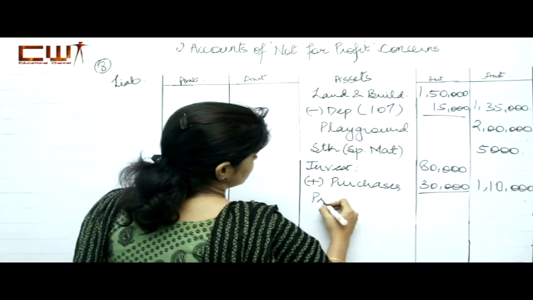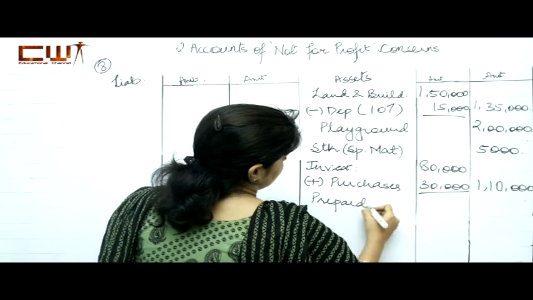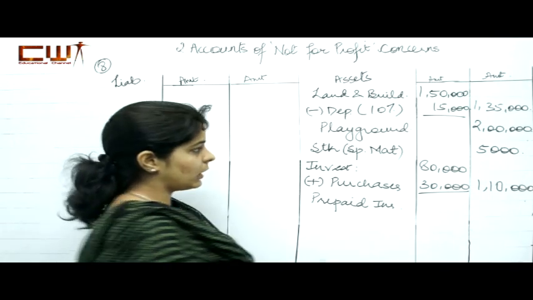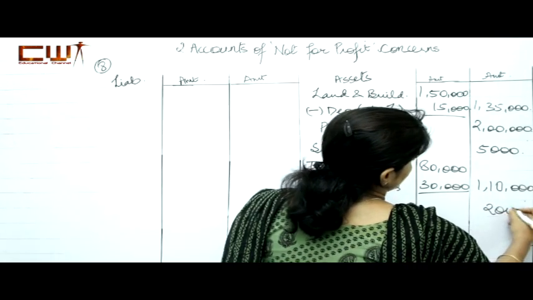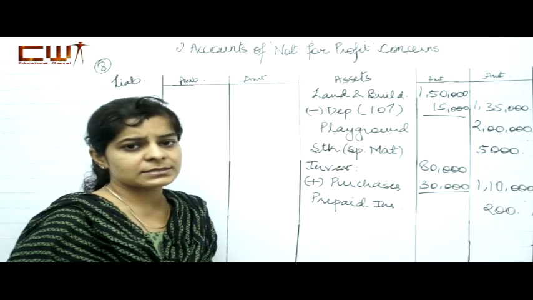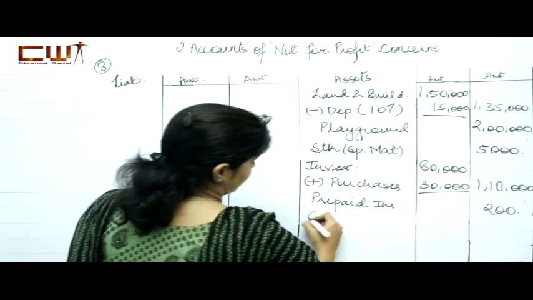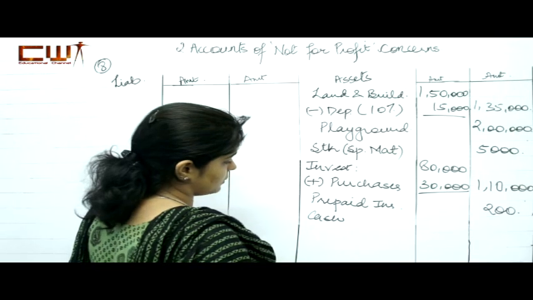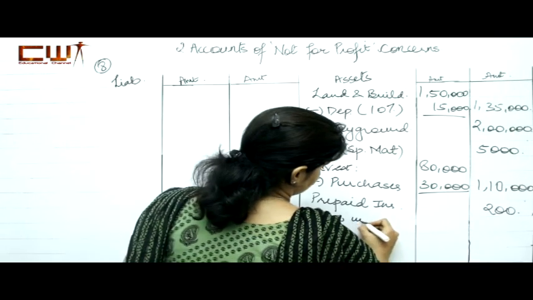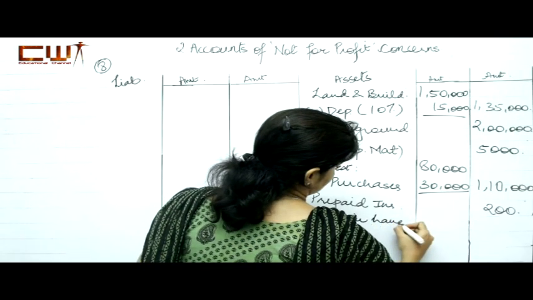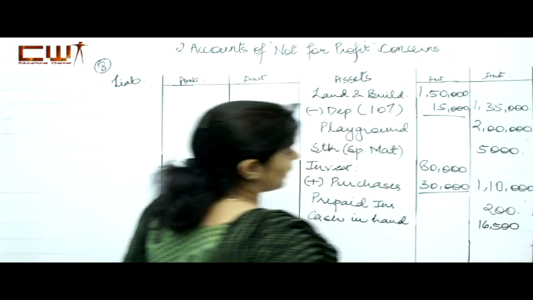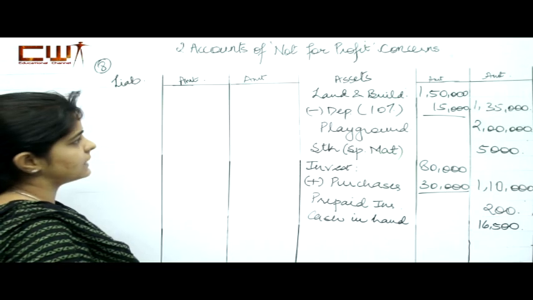Then you have the prepaid insurance also. How much is the prepaid insurance? 200, it will come on the asset side. Right? Last is cash in hand, 16,500. No other thing will be coming on the asset side, so the asset side is completed.